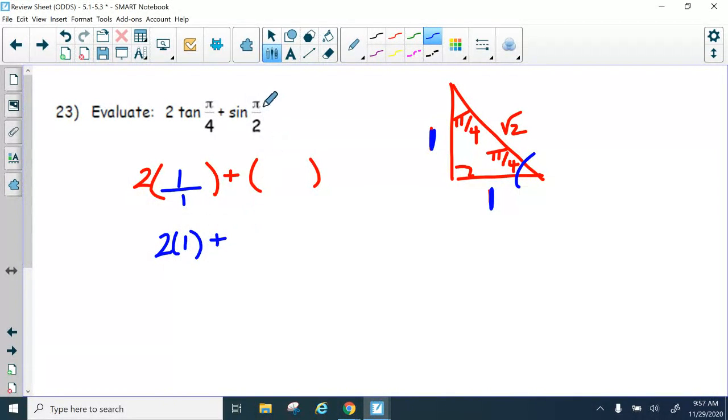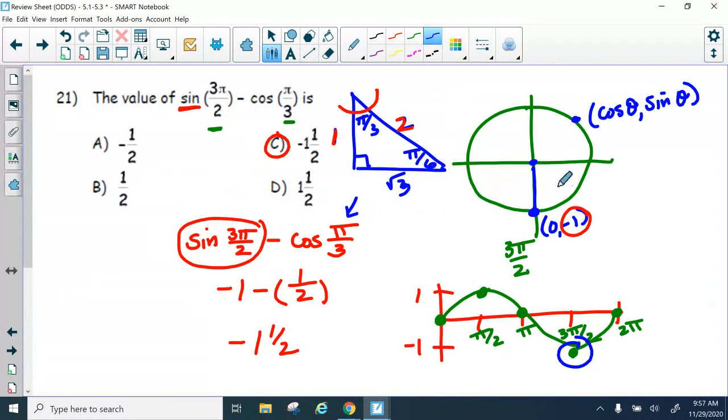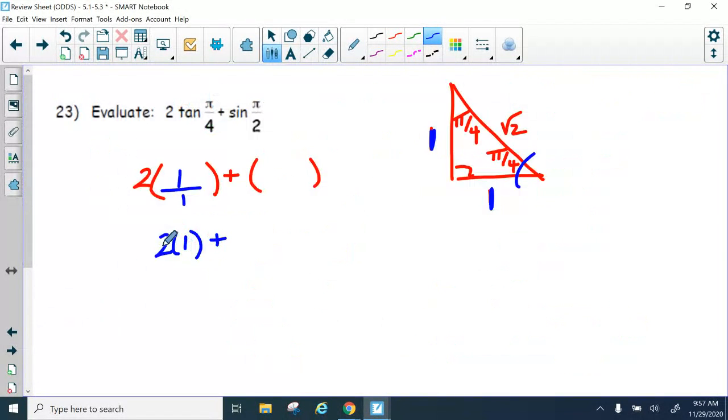And now pi over 2, that's a quadrantal angle. So I'm going to go back a screen here, sine of pi over 2. So you could either use the unit circle at pi over 2, which is 0, 1. And sine would be the y value there. So sine of pi over 2 is 1. Or you can look at your sine graph again at pi over 2 is 1. So 2 times 1 plus 1 is 3.